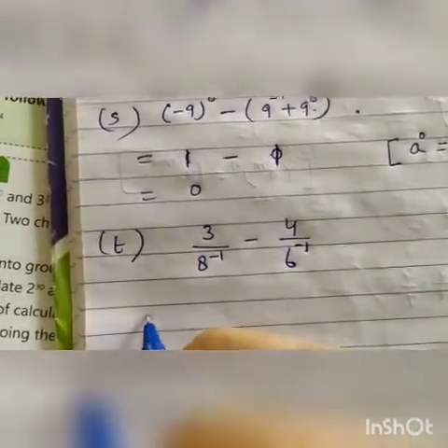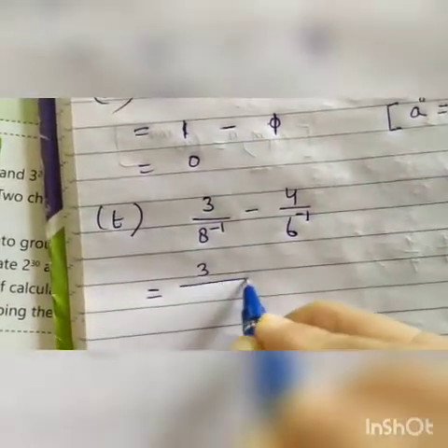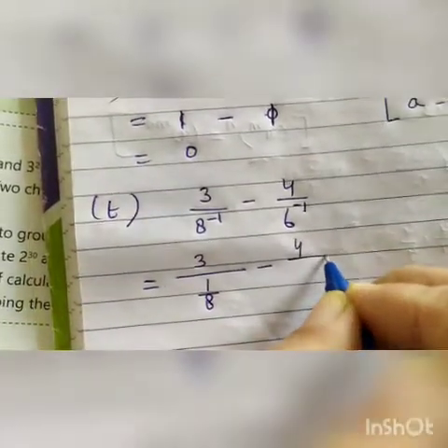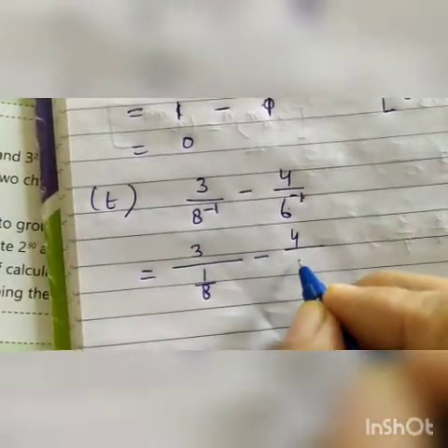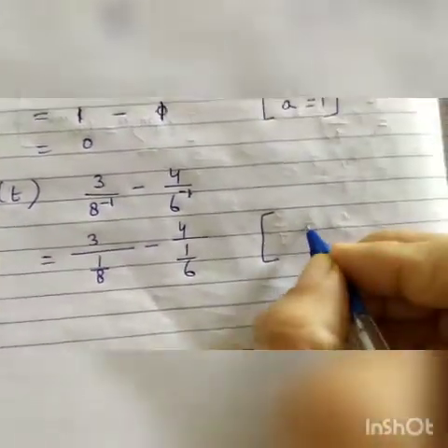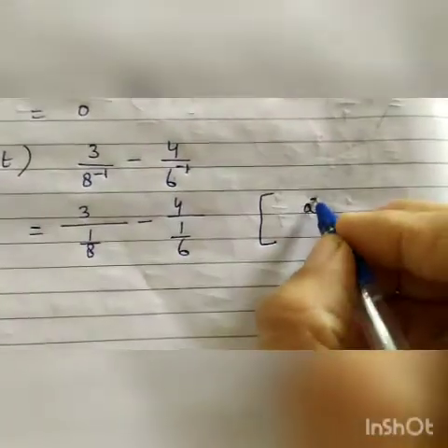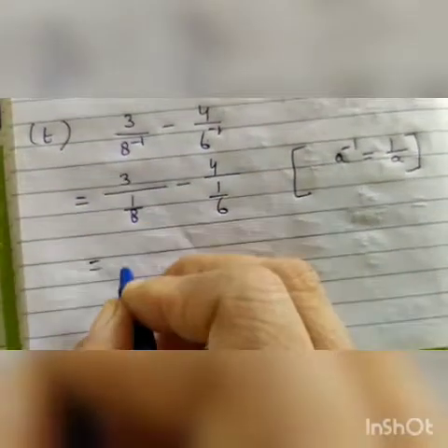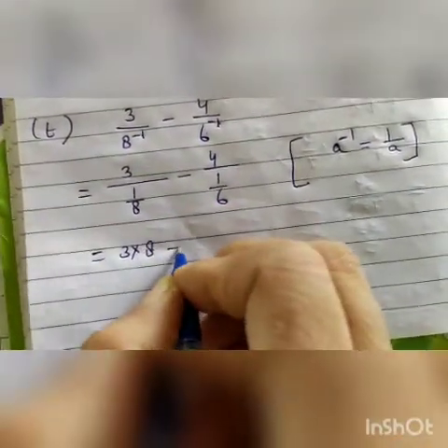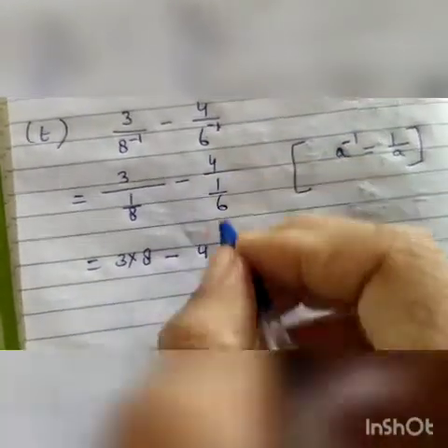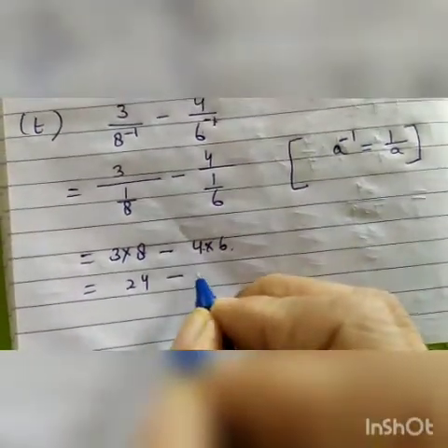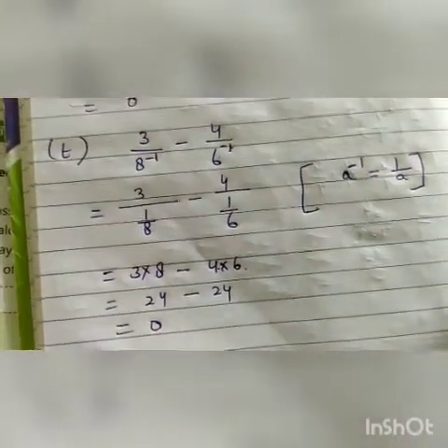In the same way, same method, we will do this one. This is 3 upon 8 power minus 1 will be written as 1 upon 8, minus 4 upon 6 power minus 1 will be written as 1 upon 6. See here. Which law we have used? A power minus 1 is equal to 1 upon A. Now this 3 into this 8 minus 4 into this 6. Then 3 8 are 24 minus 4 6 are 24 is equal to 0.